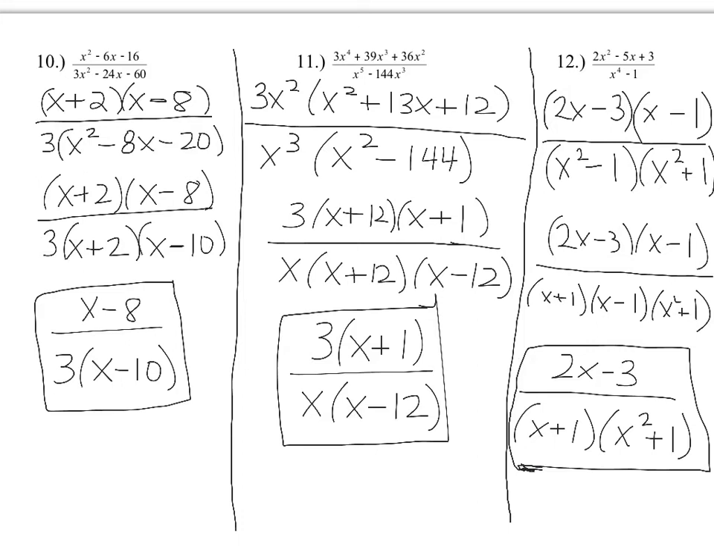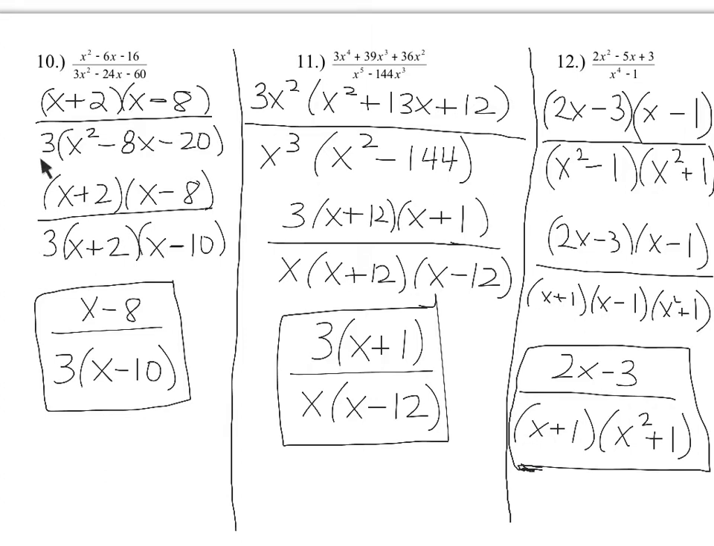So taking a look at number 10, there was no GCF on the top, so I just factored that into x plus 2 times x minus 8. Another reason I know my signs are going to be different here is because I have negative 16 at the end. So if the last term is negative, you know your signs are going to be different.